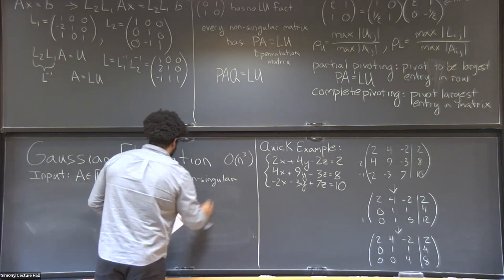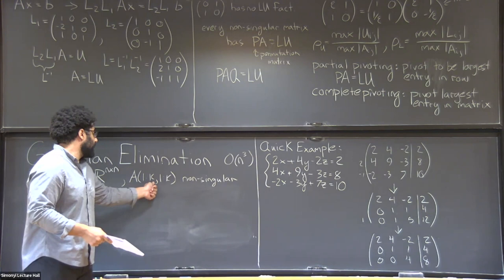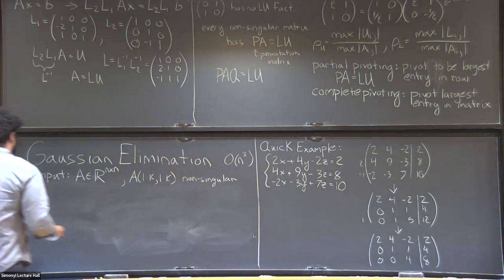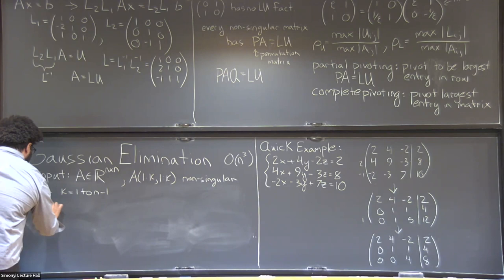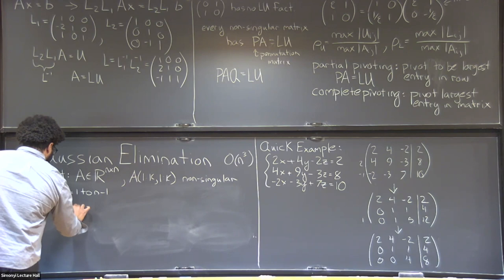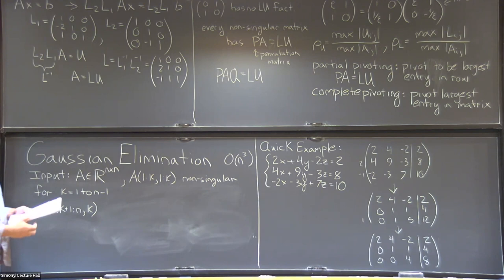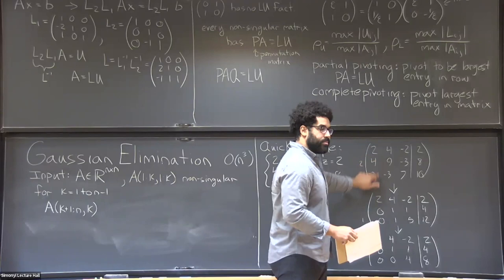Which I'll write using the MATLAB-type notation, rows 1 to k, columns 1 to k, the matrix resulting from this. And all this algorithm does is k equals 1 all the way to n minus 1. What do we do? Well, take this matrix A, and we look at the entries below the pivot, and we just divide by the pivot, so we scale.